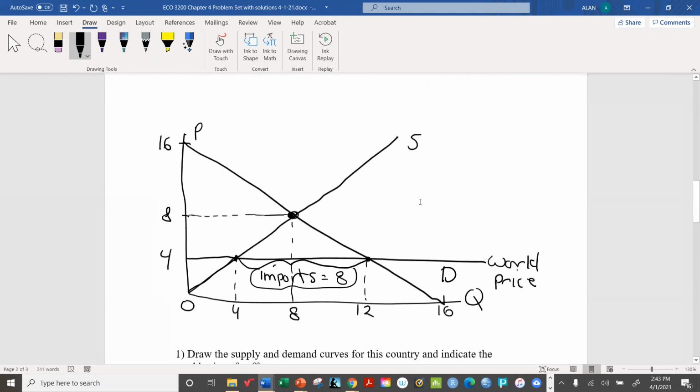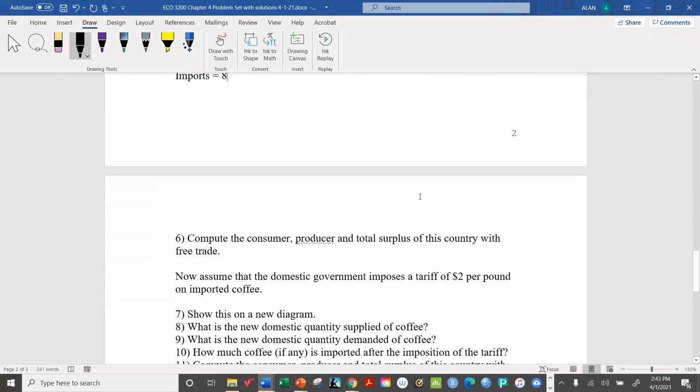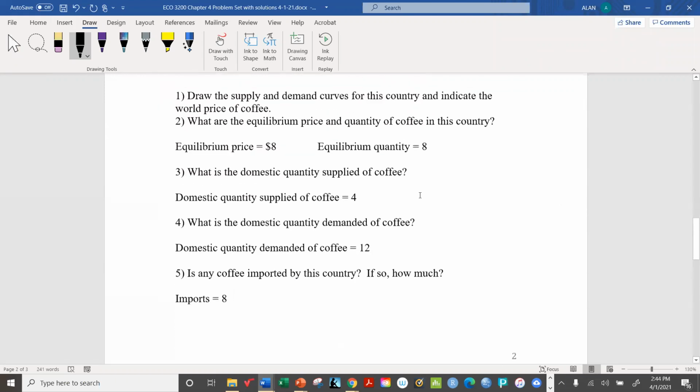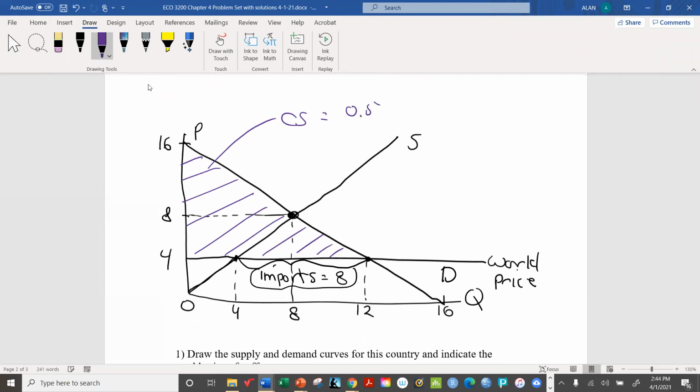Okay, now with all that being said, with this setup, we need to know the consumer, producer, and total surplus of this country with free trade. If you look at this graph right now, the consumer surplus is very, very large. It's everything from the demand curve all the way down to this world price of $4. And that's, remember, 1/2 base times height.